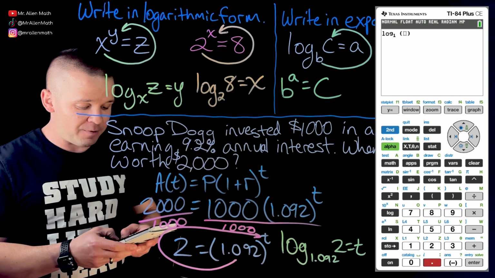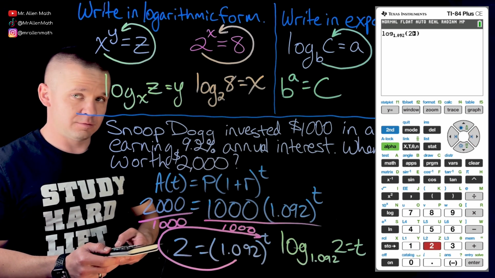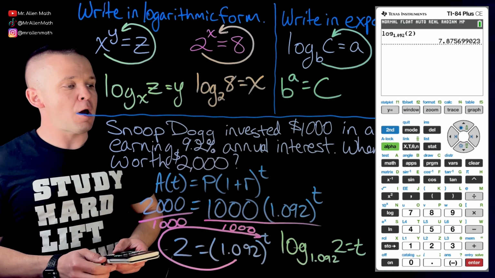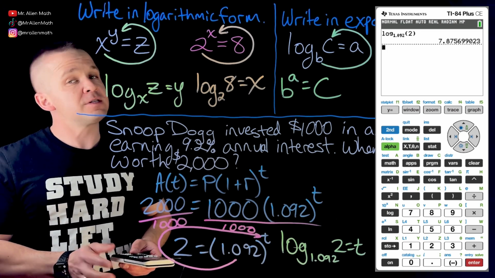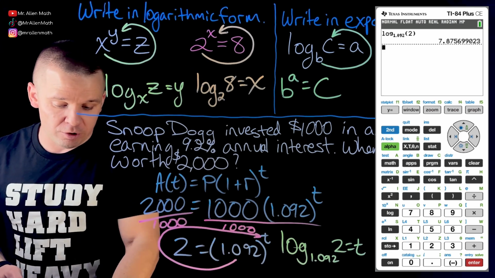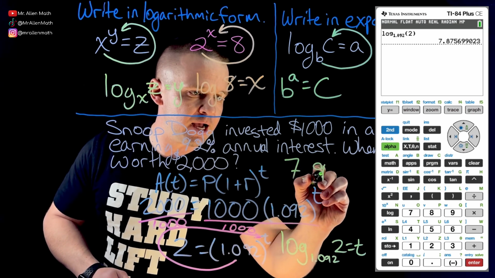I can literally type in 1.092, 2, are we ready? Drum roll, please. Hit enter. 7.876 years, so 7.9 years is what we're looking at right there, right? So my answer here, 7.9 years.